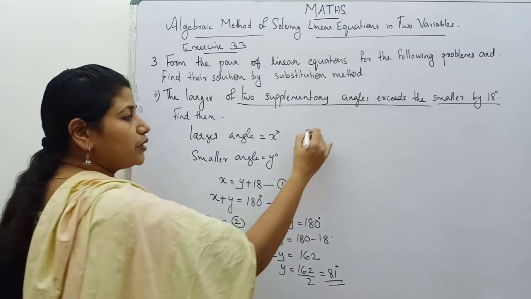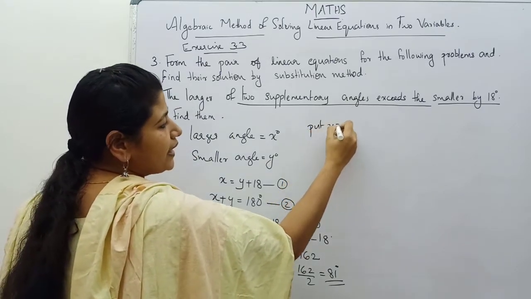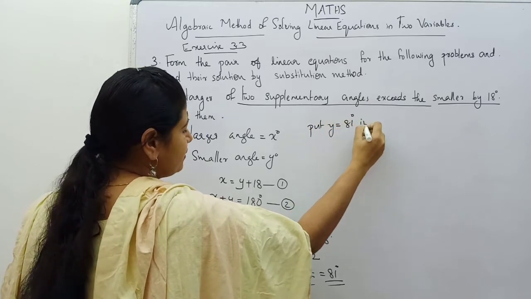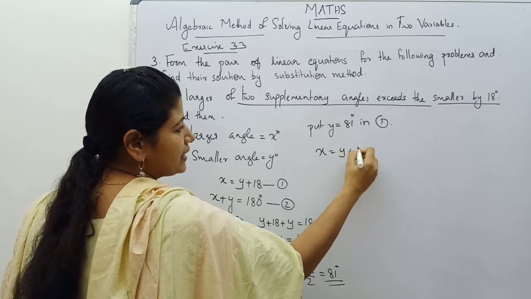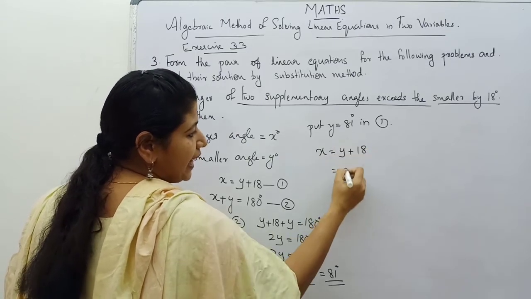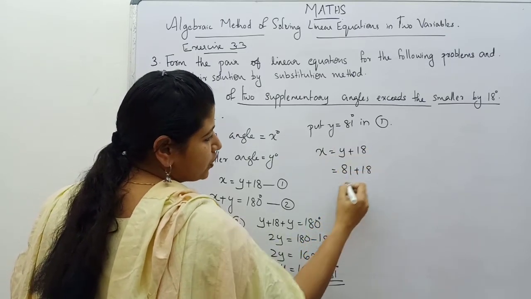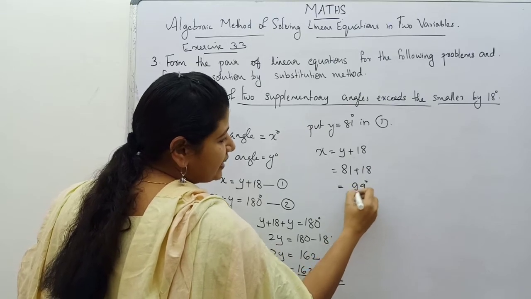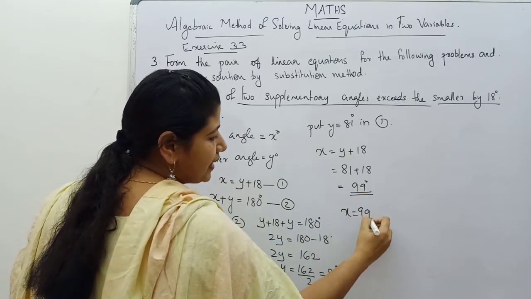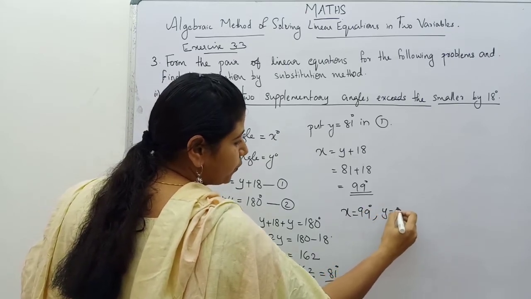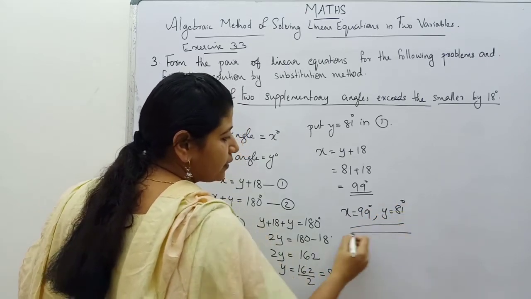Now we can put this value. Put y equal to 81 degree in the first equation. Then you will get x is equal to y plus 18, which means 81 plus 18, which is equal to 99 degree. So your two angles are x is equal to 99 degree and y equal to 81 degree.